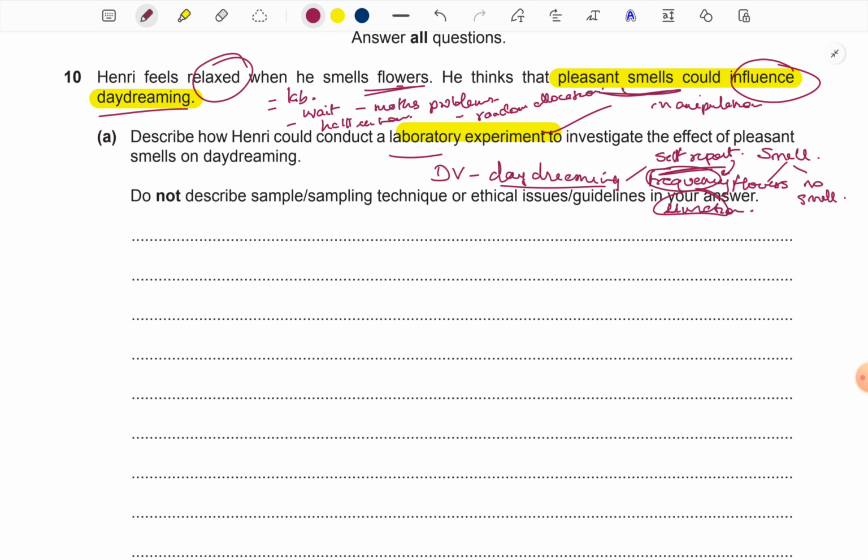For an experimental study, the specific features they want in the syllabus are IV, DV, controls, standardization and experimental design. I have thought about all of that. General features, I have thought about the procedure to some extent. Now I have to think of the rest of the procedure. Once they have waited and they've got the smells and all, I will have to give them a questionnaire asking them to estimate how long they daydreamed and how many times they did that.